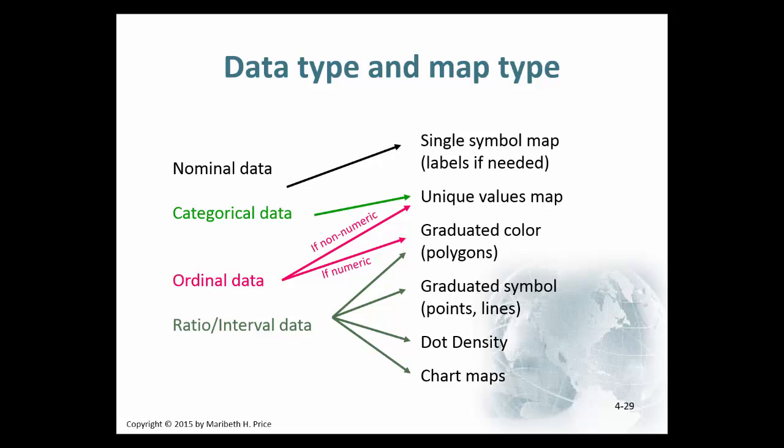To review, the data type should match the map type. Nominal data is best shown with single symbol. Categorical data is best shown with unique values map. Non-numeric ordinal data is also best shown with unique values map. Numeric ordinal data is best shown with graduated color. Ratio and interval data is best shown using quantity mapping methods such as graduated color, graduated symbol, dot density, or chart maps.